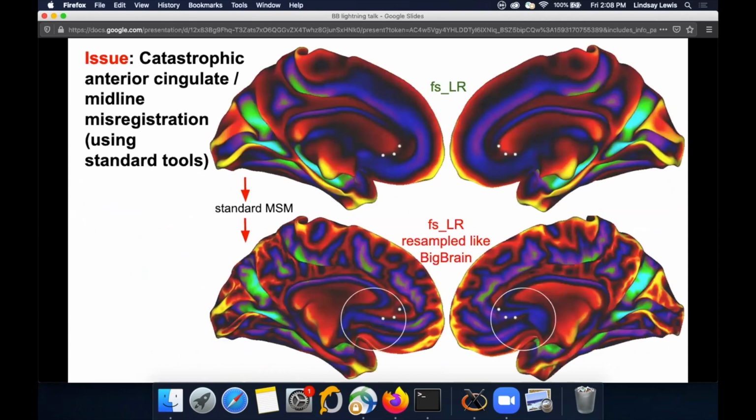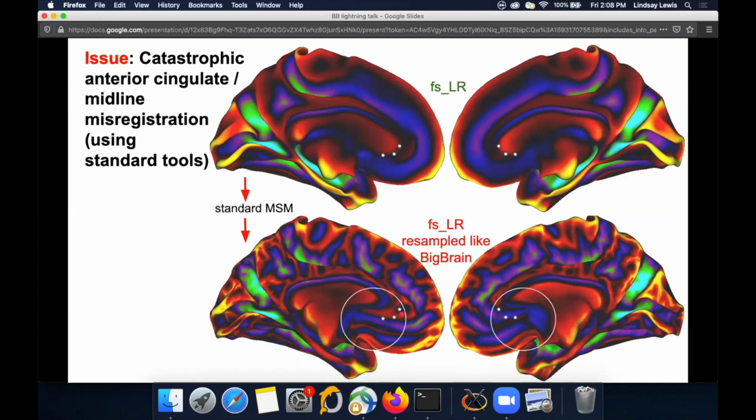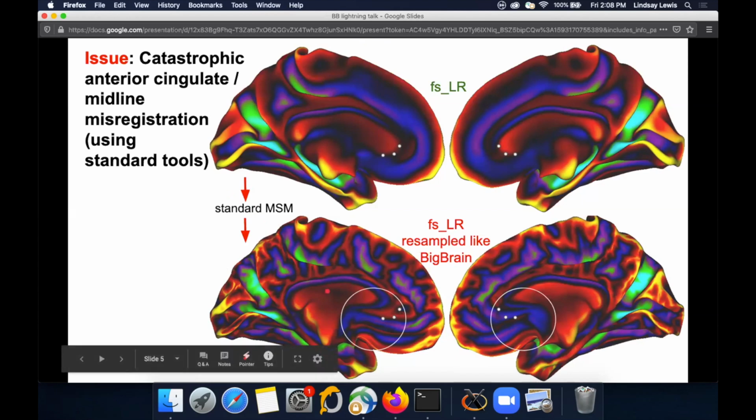For BigBrain, we find that standard registration tools commonly lead to catastrophic anterior cingulate and midline misregistrations. For example, you can see with my pointer here, with standard MSM, the output callosal sulcus here in purple should be about where these white markers are, but it's been incorrectly dragged back posteriorly onto that flat medial cut.